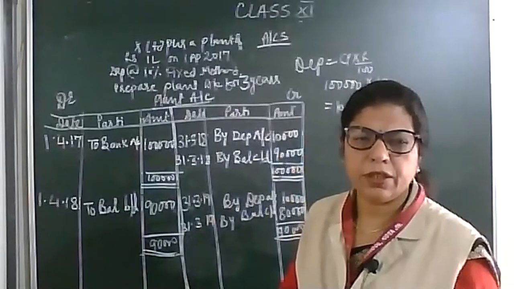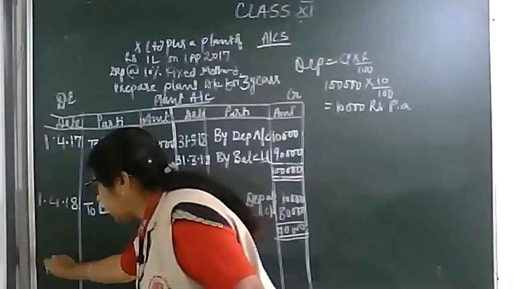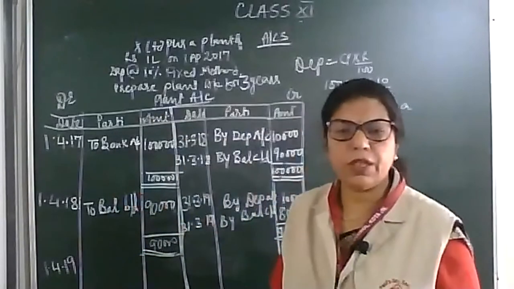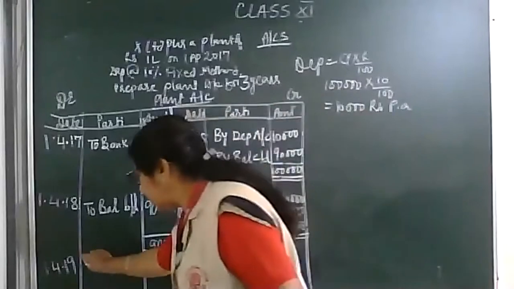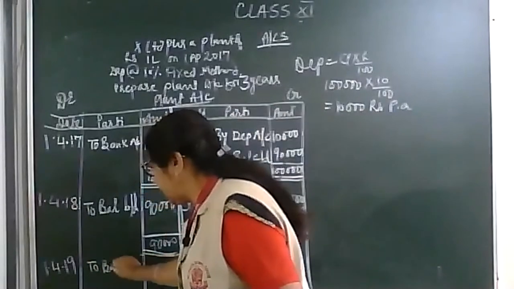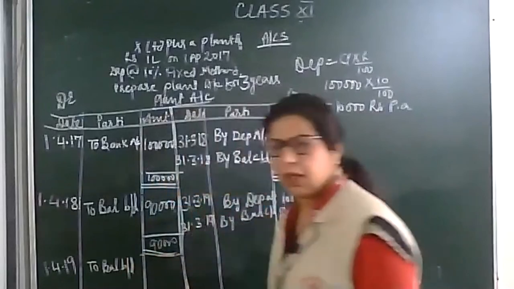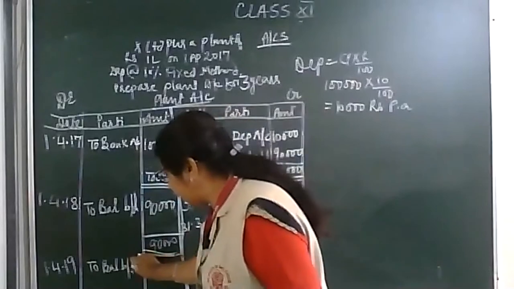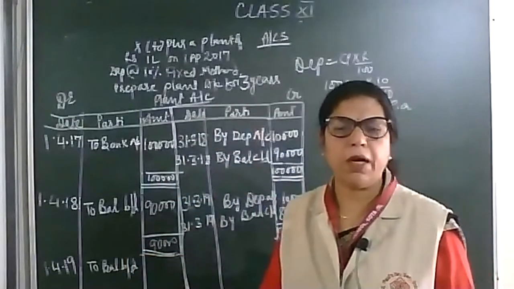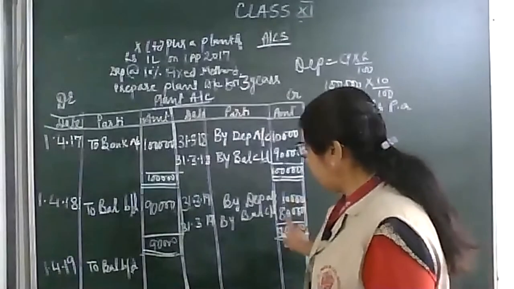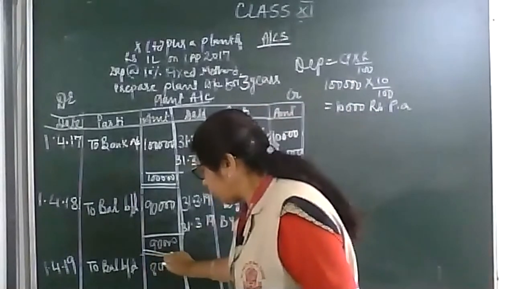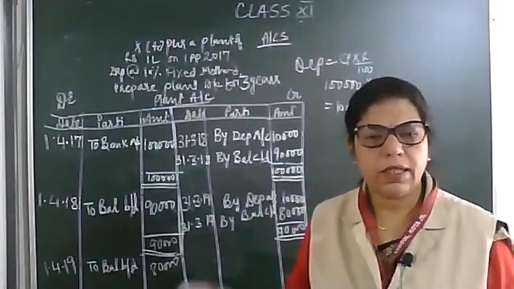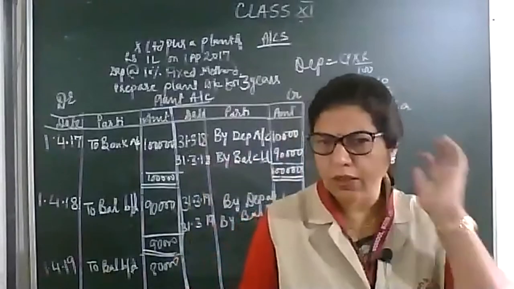What will be the date? 1st April 19, to balance BD. What will be the balance brought down? This is the balance brought down. What will be the amount for the balance? 80,000. Yes, this is the opening balance in this year.